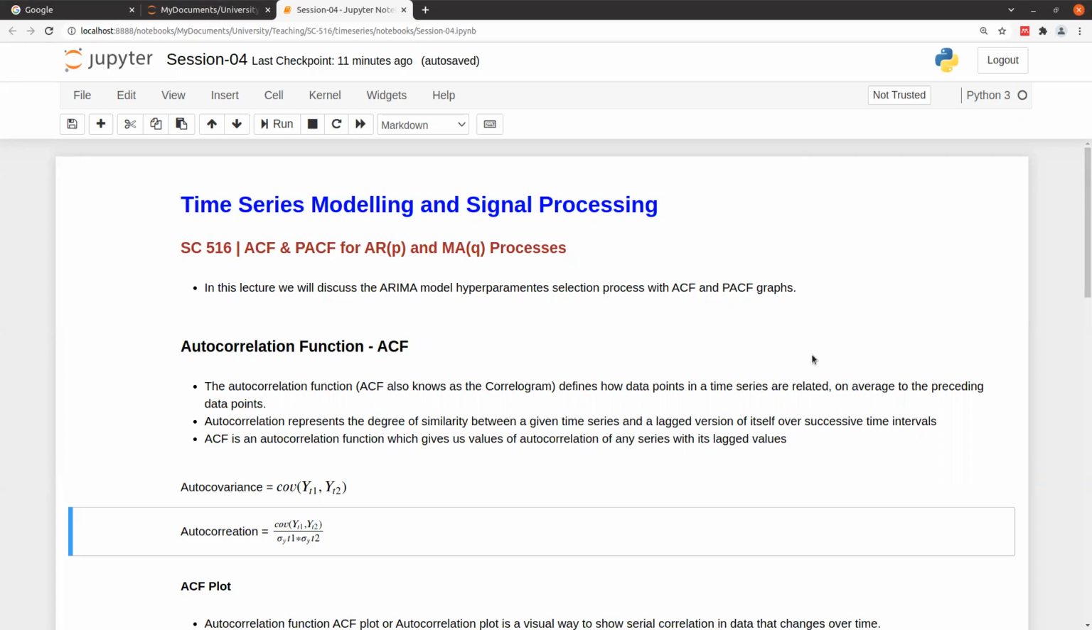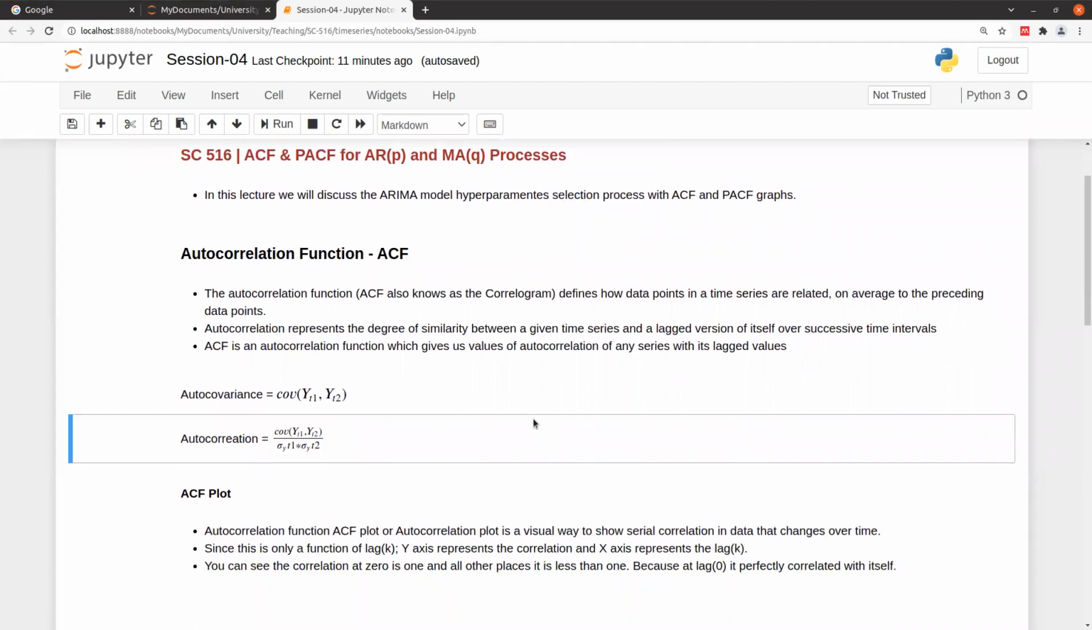So throughout this lecture, we are discussing the values of ACF and PACF, how we implement them, and how we decide the value of P and Q with respect to the AR and MA models. You all know that the autocorrelation function, the ACF function, is the function that calculates the autocorrelation between the data points.